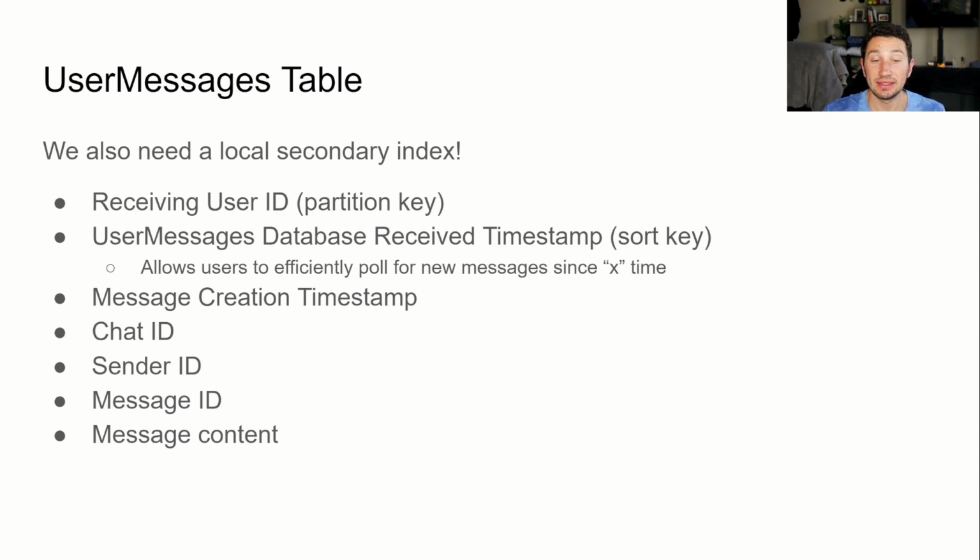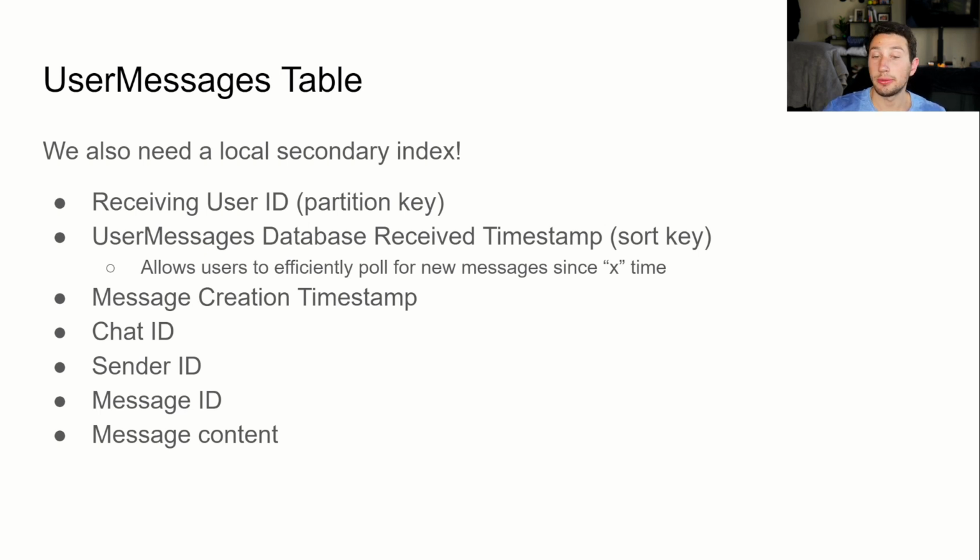If a client device caches the latest timestamp across all received messages, they can ask the database for messages since then. We can accomplish our goal here by adding a local secondary index on the timestamp that the database received the message. Notice how I'm using the database receive timestamp as opposed to the message creation timestamp.